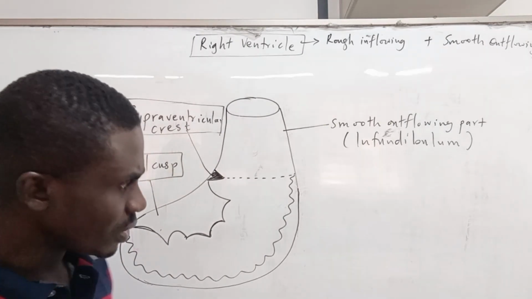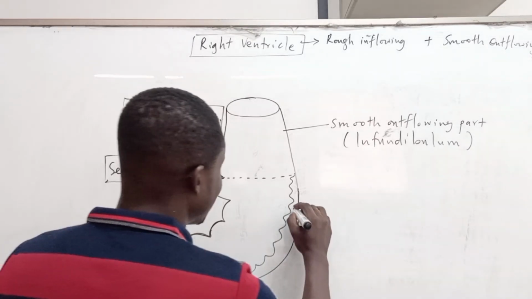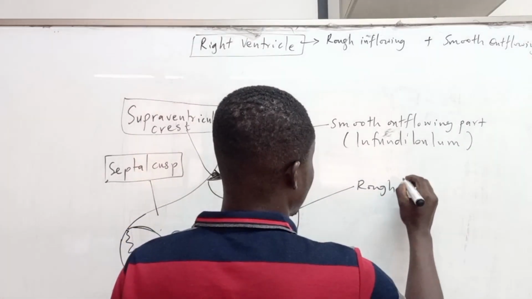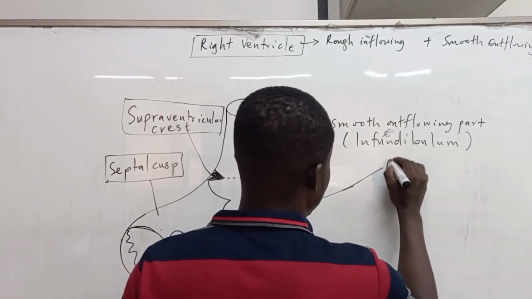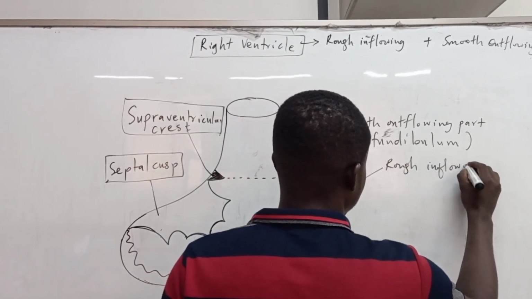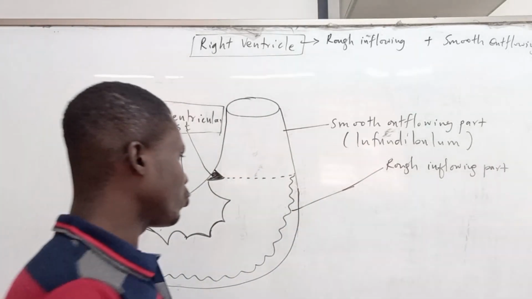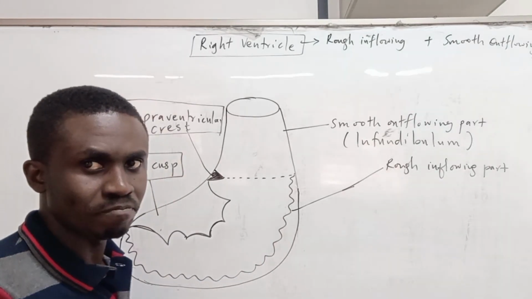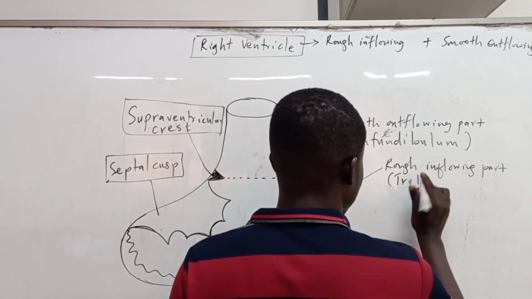Now, one thing is that, as I told you, please listen, this is the rough inflowing part, which we also call trabeculae. Now these guys over here, we call them trabeculae carneae. This is also called the trabeculated part.